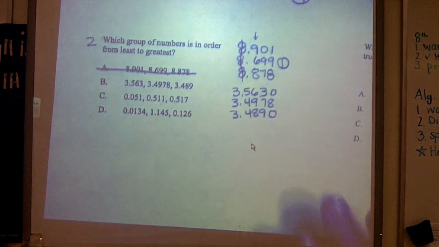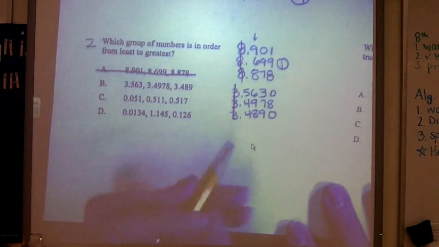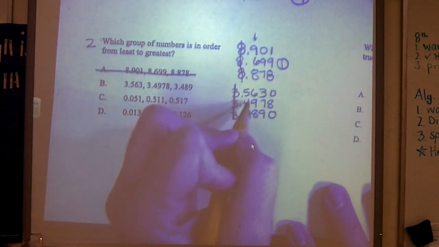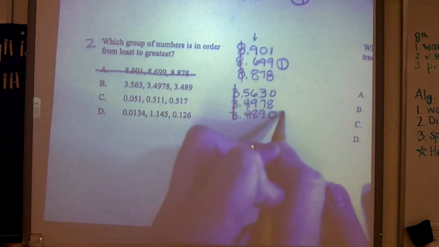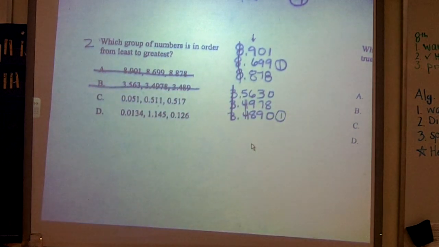And I went ahead and added zeros as I went. Those are all 3s. I'm looking for my least. It has to be one of these 2. It would be this one, so that is incorrect.